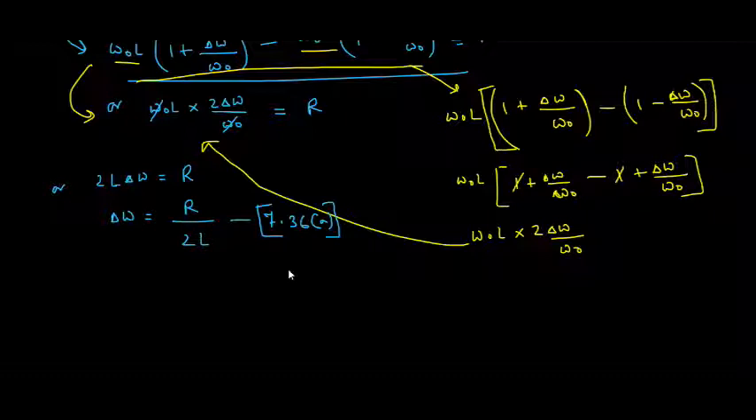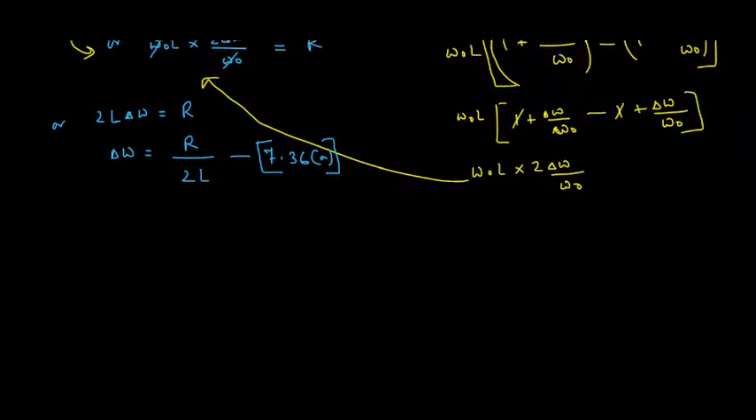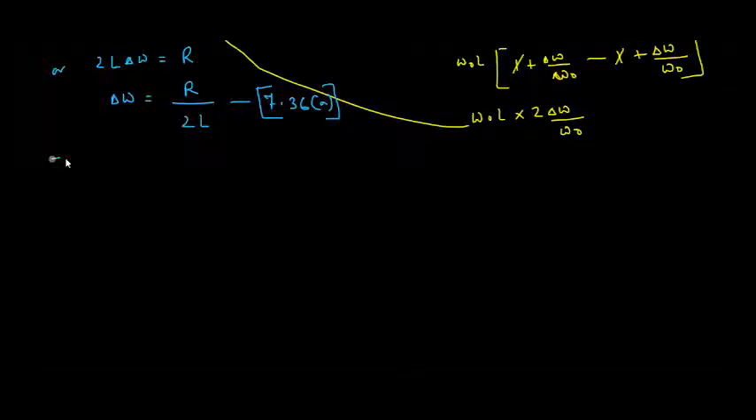Now the sharpness of resonance is given by. So now let us talk about the sharpness. The sharpness of resonance is omega naught upon 2 delta omega is equal to omega naught L by R.